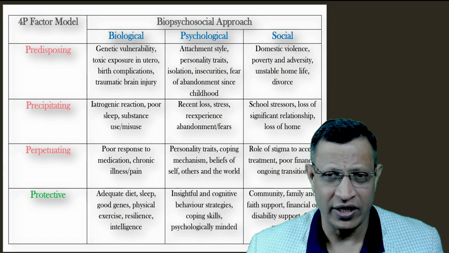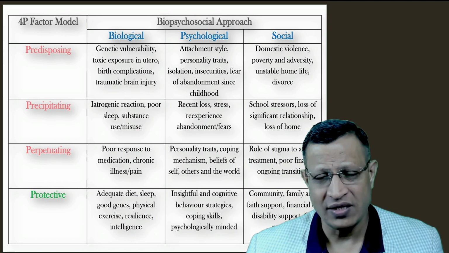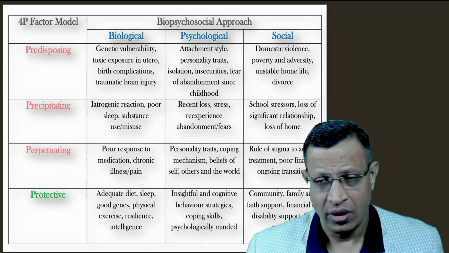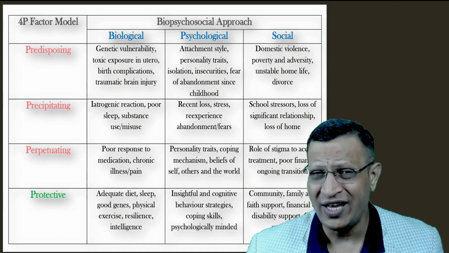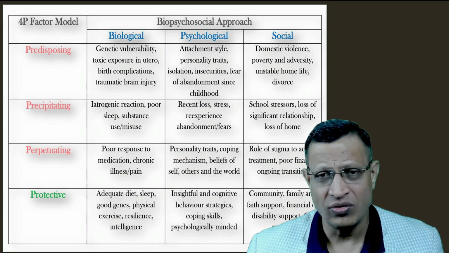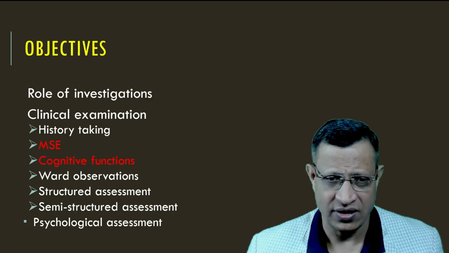And finally, the protective factors. Here, good family support, good economic support, availability of medication, and also good response to treatment will be considered protective factors. All these 4P models are very essential to know about a diagnosis, the prognosis of the diagnosis, and the outcome of the diagnosis.